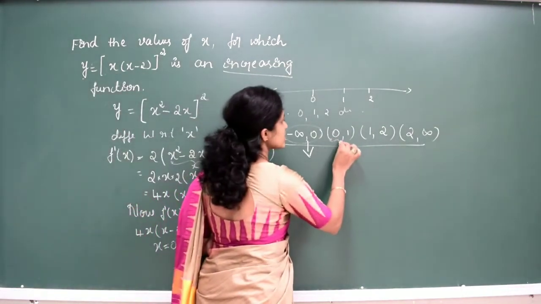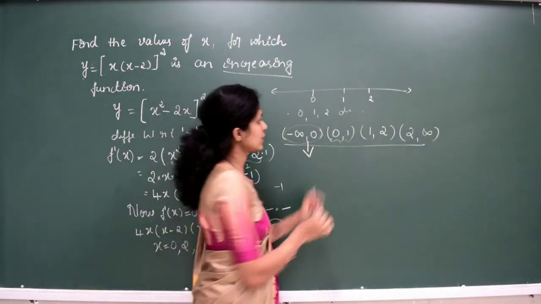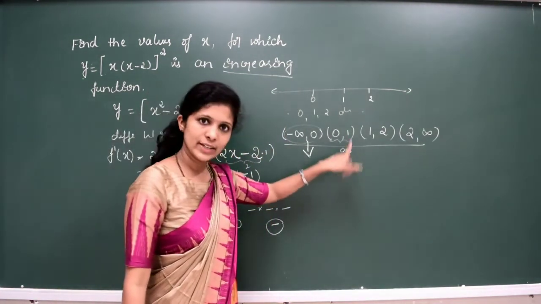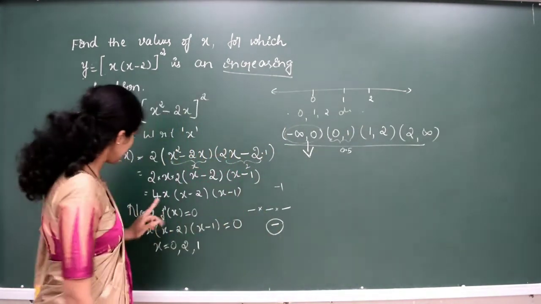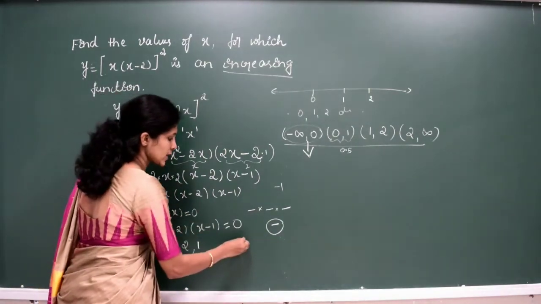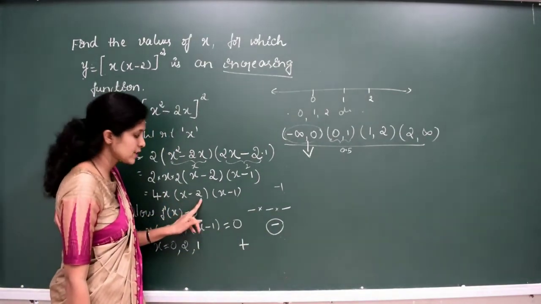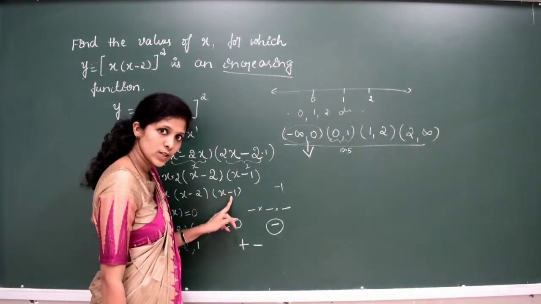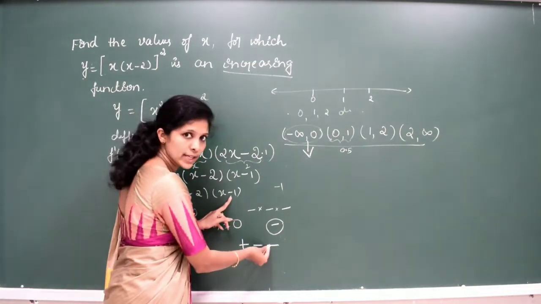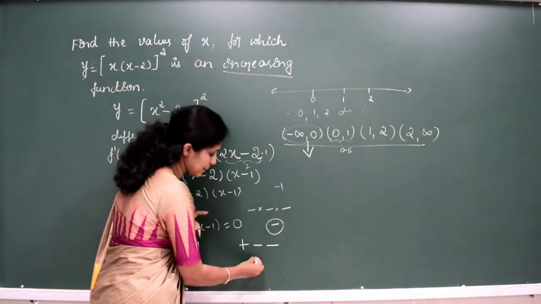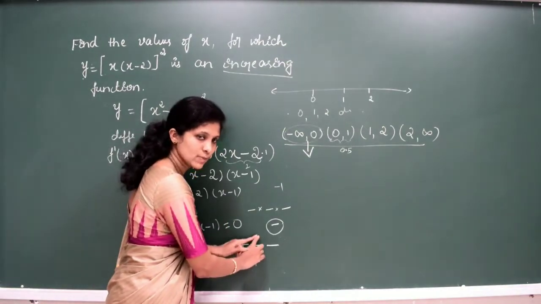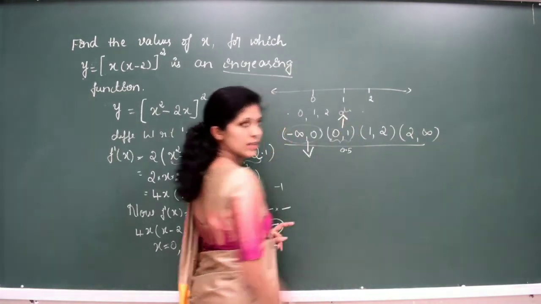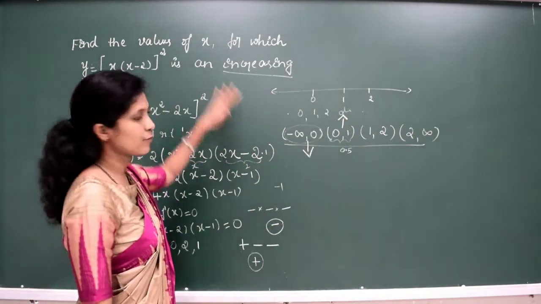Now if I consider 0 to 1, in between, 1 by 2 is there. We will consider 0.5. Is it clear? You can consider any values. We will check with 0.5. Here 0.5 is positive, so this is positive. This is 0.5 minus 2, obviously it will be negative, right? Here 0.5 minus 1, so this will be minus. So minus into minus will be plus, plus into plus will be plus. Is it clear? So the function is increasing at 0 to 1. From 0 to 1 the function f of x is increasing.